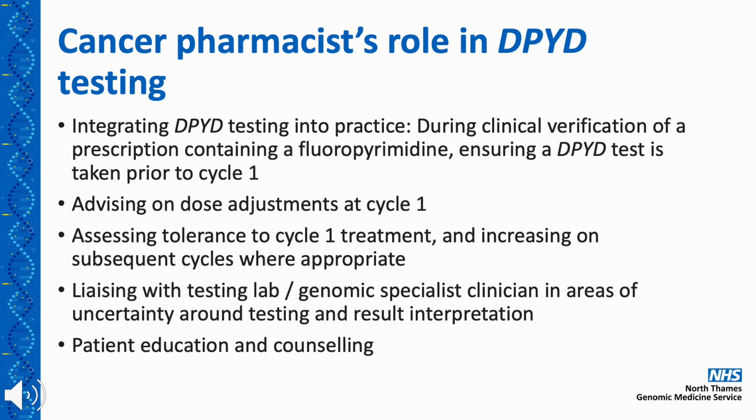When dose adjustments are made and the patient has tolerated a lower dose on cycle 1, liaising with clinicians on whether a dose increase may be considered in subsequent cycles, liaising with the testing lab in areas of uncertainty around testing and result interpretation, and potentially escalating to a clinician with specialist knowledge in complex cases. Finally, and importantly, counselling the patient of the meaning of the test and how it affects their treatment.